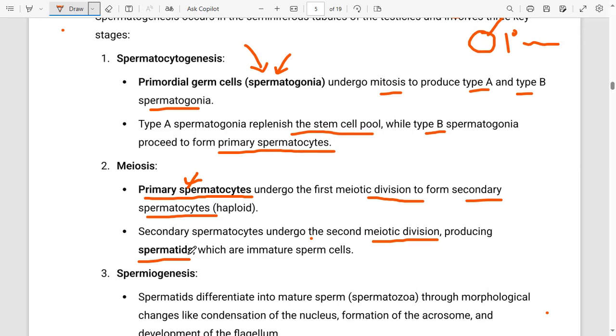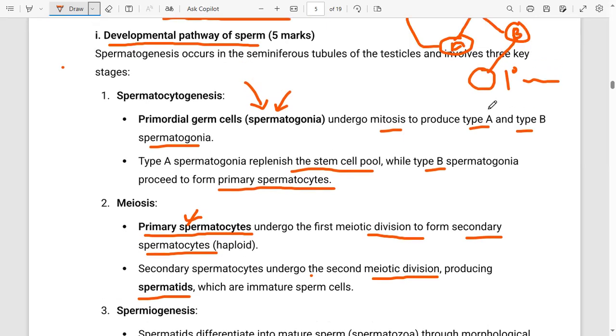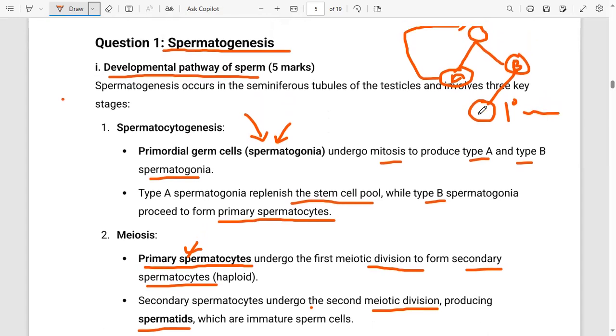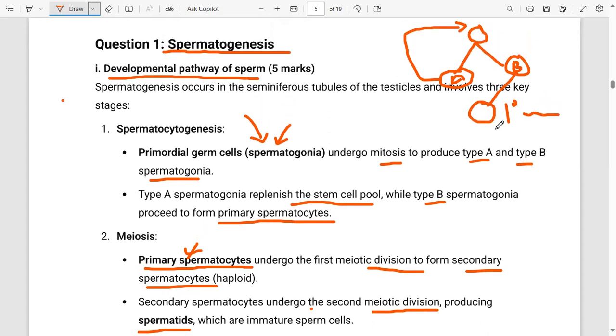These spermatids are the ones that actually mature into the sperm cells. So if I continue this diagram, from the primary spermatocytes, we said the first meiotic division is going to occur. So this one here will be separated into two. These two that are formed here are what we call the secondary spermatocytes, formed by the process of meiosis 1.